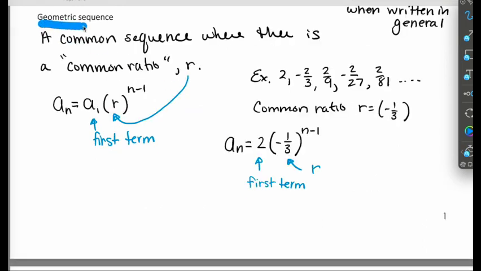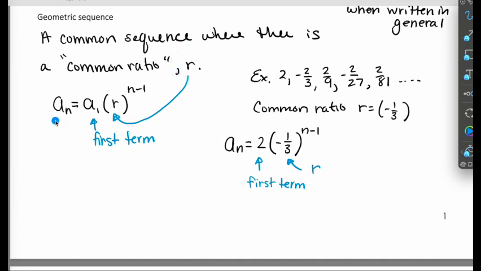Now we have something called a geometric sequence, and this is similar to the arithmetic sequence, but it has a common ratio rather than a common difference. So every time I go from one term to the next, you're going to see that it has a common factor. So I'm going to keep multiplying by a common ratio to get the next term. Just like in the arithmetic sequence, we add a common difference. This one, we're going to multiply by the same number over and over again. So we're going to call that common ratio r.